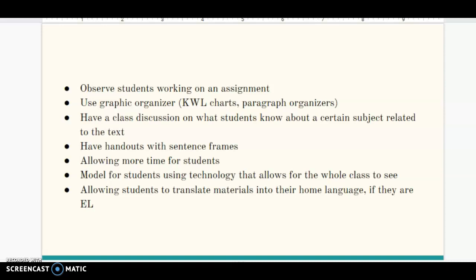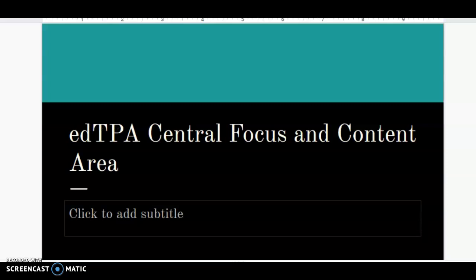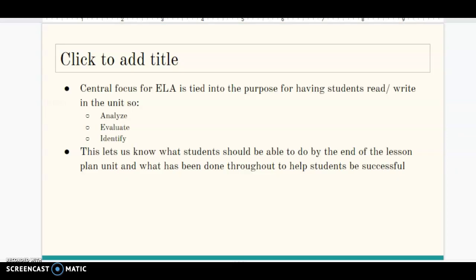And then how it all ties into the EdTPA central focus and my content area. So the central focus for ELA is tied into the purpose for having students read/write in the unit. So that could be analyze, evaluate, identify, and all those academic language words. And so for the central focus, that would just be one word. And this lets us know what students should be able to do by the end of the lesson plan unit and what has to be done throughout to help students be successful.